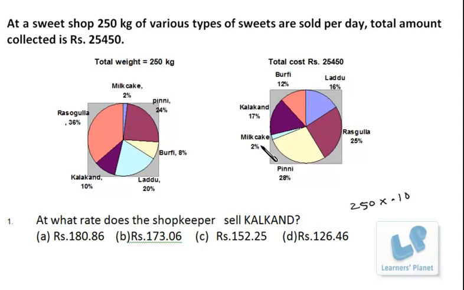Now what is the total cost, that is the total amount arrived at by selling Kalakand? That is 17% of 25450, right? So it's 25450 into 0.17, right?